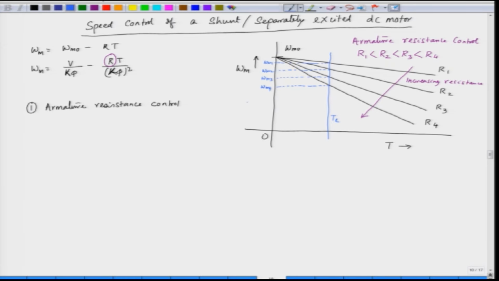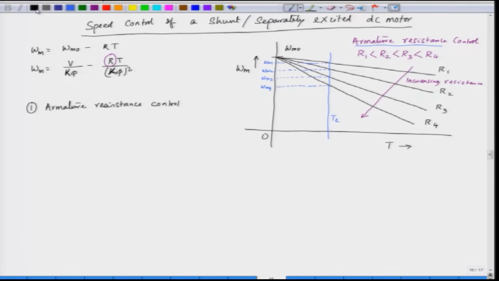So, when we increase the armature resistance, the speed will change. This is how we do speed control by the armature resistance method. But this is not a very efficient method, because if we introduce armature resistance, there will be I square R loss. So, this is one of the ways. Let us see if we have some other ways of speed control.